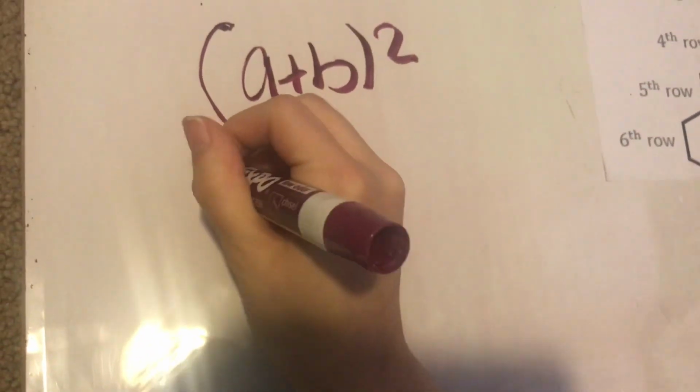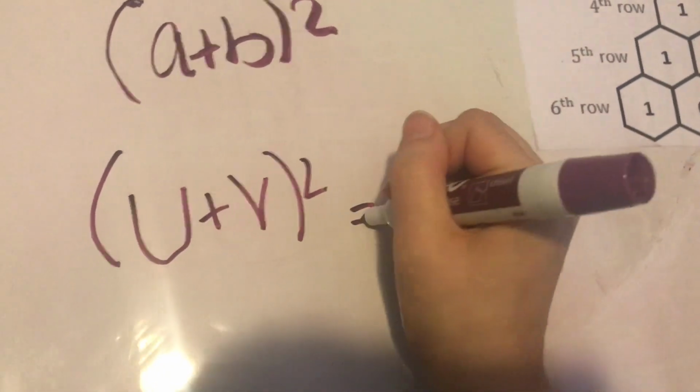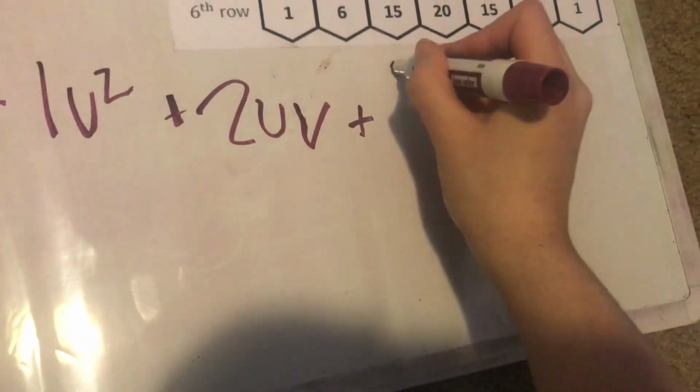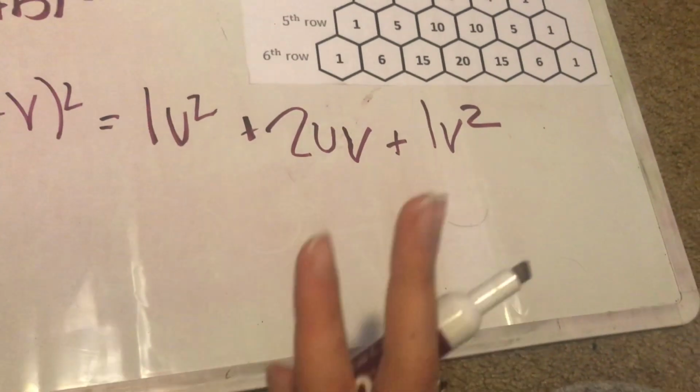Well, there's actually a formula for this. Check it out. So let's use u and v. (u plus v) all squared is going to equal 1 u squared plus 2 times u times v plus 1 v squared. So let's try a bigger exponent than 2.